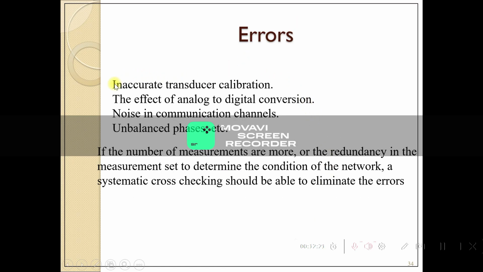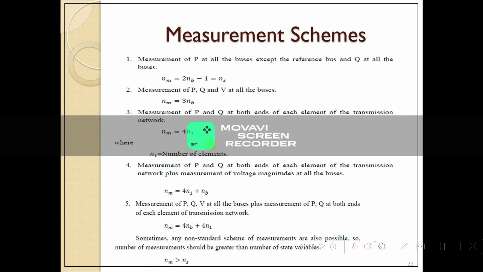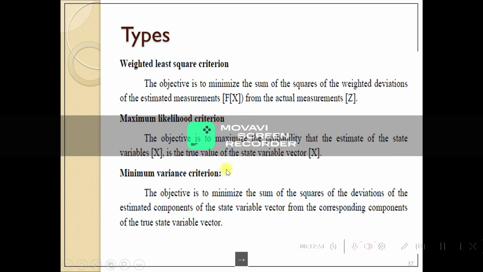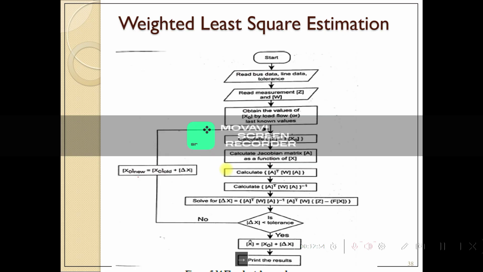Next one, errors: inaccurate transducer calibration, the effect of analog to digital conversion, noise in communication channel, unbalanced phases. Measurement scheme: these are all the phase measurement schemes used for these state diagrams. That means the error. Next one, state estimation types: weighted least square criterion, maximum likelihood criterion, minimum variance criterion. And then this block diagram is used for weighted least square estimation.